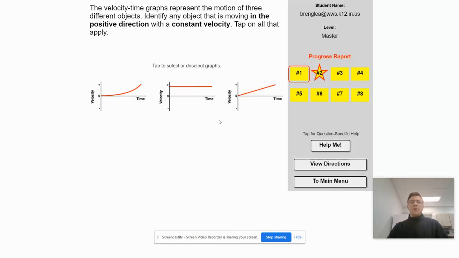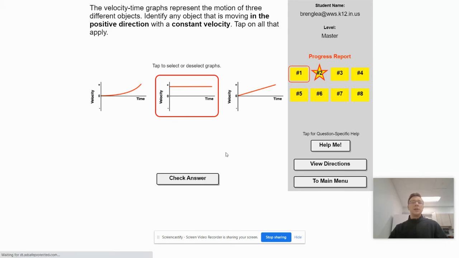Okay, this one says identify any object that is moving in the positive direction with a constant velocity. So for constant velocity on a velocity versus time graph, we're going to be looking for a horizontal line, a flat line, and that's going to be this one right here. So what you're looking for here is, imagine that there are numbers on this y-axis, right? Let's say there's 1, 2. This would indicate that the object's velocity is 2 meters per second the entire time. It doesn't change. So that would be constant velocity. Whereas the graphs on either side here are increasing along the y-axis. So it does indicate that the velocity is changing.